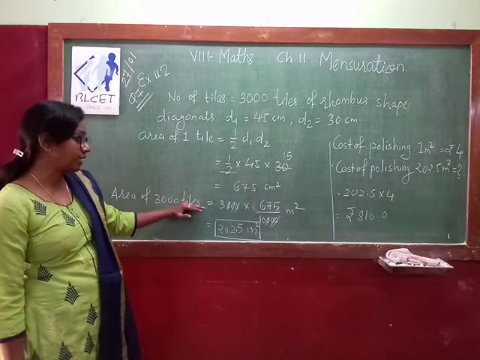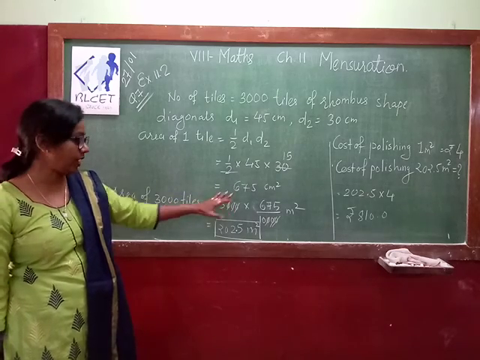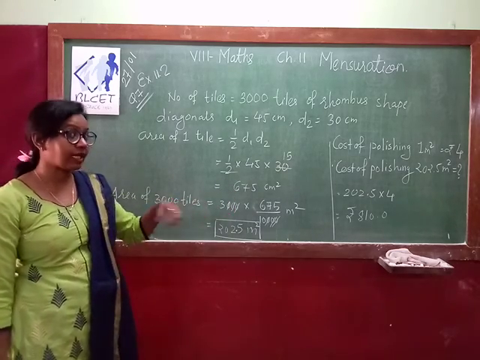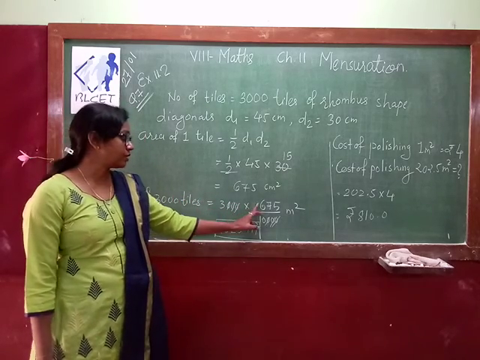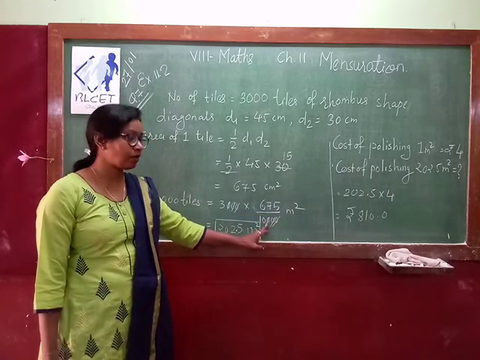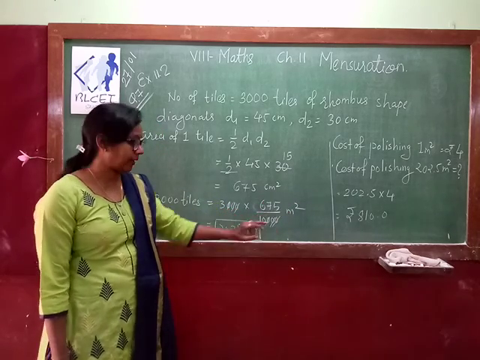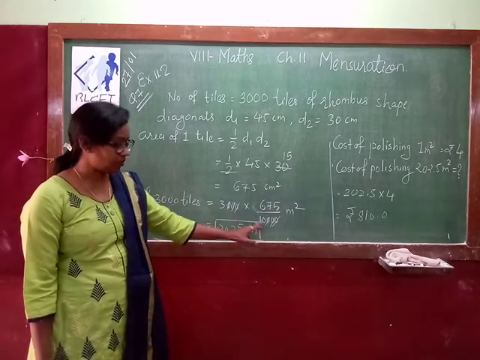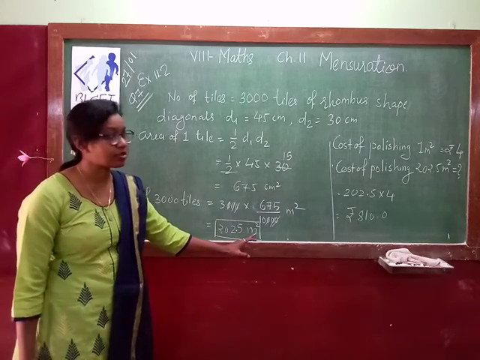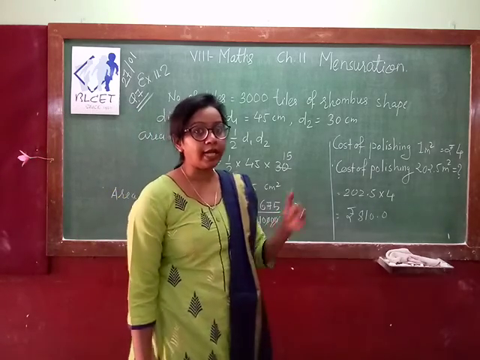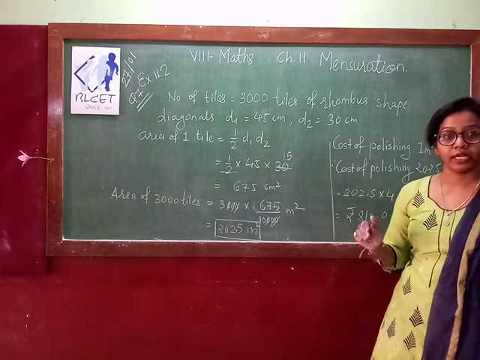So area of 3000 tiles. For one tile the area is 675 centimeter square. So area of 3000 tiles will give you the total area of that particular floor. So 3000 into 675 divided by 10,000 meter square, because we are converting this into meter square, so we have to divide by 10,000. So what is the answer? 202.5 meter square. This is the total area of the floor in which 3000 tiles are already fitted.